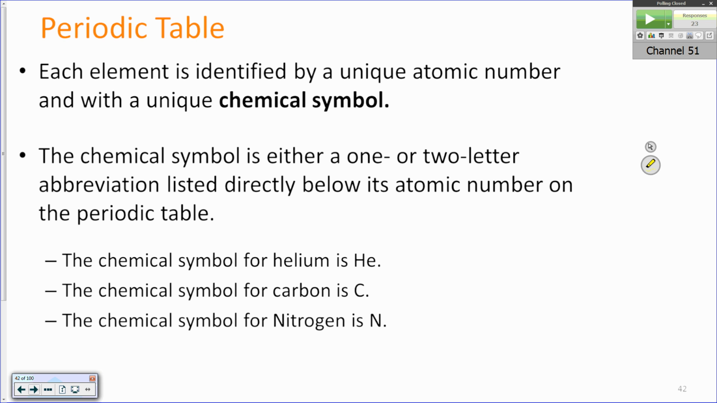If we look at the elements in the periodic table, every element has a unique atomic number. No elements share the same number of protons in the nucleus, and they also have a unique chemical symbol that goes with that. And as I just told you, they're all either one or two letter abbreviations. If we look at things like helium's He, carbon C, nitrogen's N, do I expect you to memorize those? No, we're not going to waste our brain cells memorizing all the elements in the periodic table.